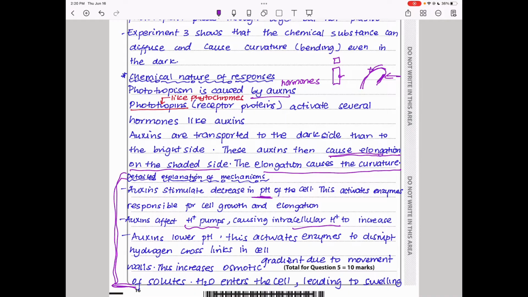This is all due to these auxins causing a decrease in pH, and the decrease in pH activating the enzymes, and these enzymes disrupting the hydrogen cross-links formed in the cell wall. And when this occurs, water will come in causing the increase in size. This brings us to the end of question 5. Let's go to question 6.